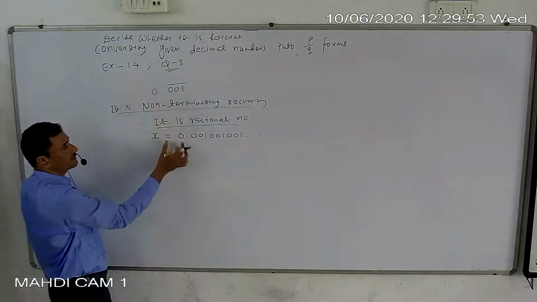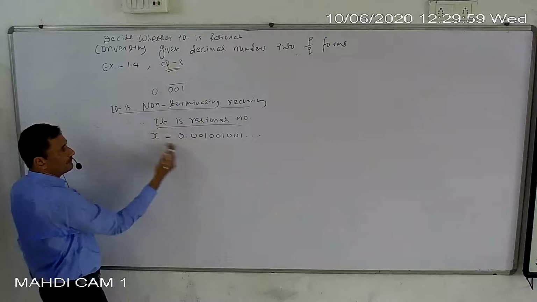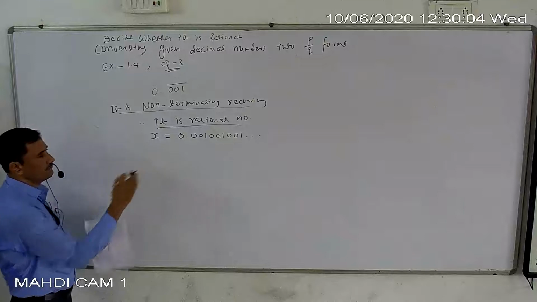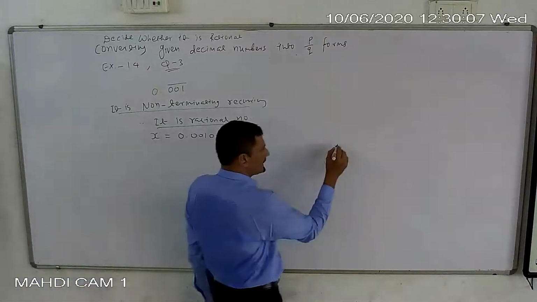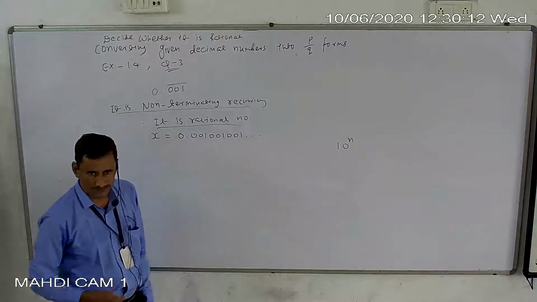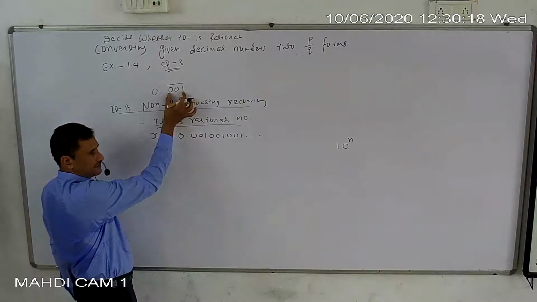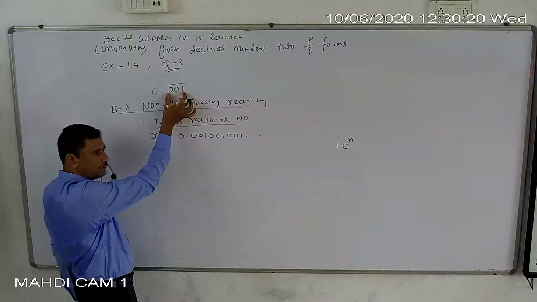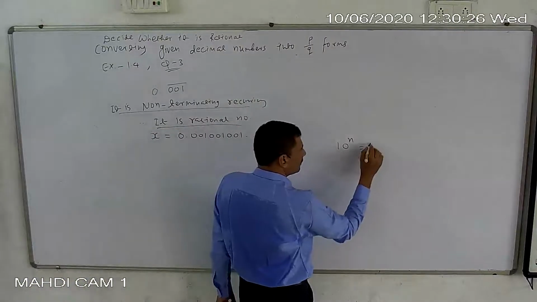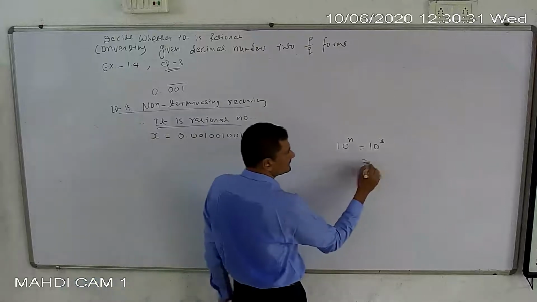Then what to do? I just rewrite the given number by removing the bar. Now multiply both sides, meaning the whole equation, by 10 raised to n, like 10, 100, 1000. n is the number of digits which are repeating. In one repeating block, there are 3 digits. So we have to multiply both sides by 10 raised to 3, meaning 1000.